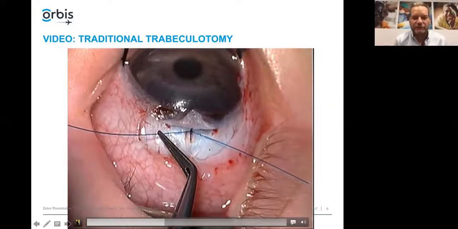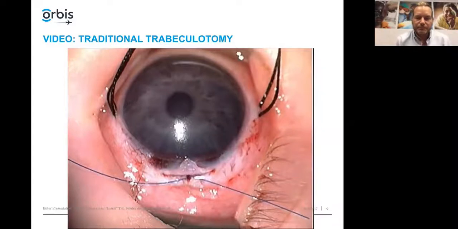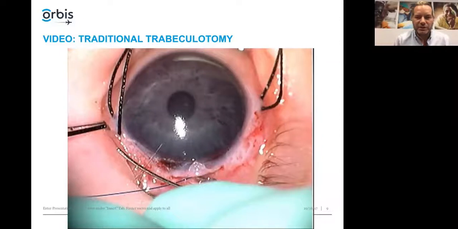The other advantage of doing this before you put the trabeculotome in is that it's kind of a marker for your trabeculotomy. Sometimes after you do the first trabeculotome, the chamber collapses and it's hard to tell.